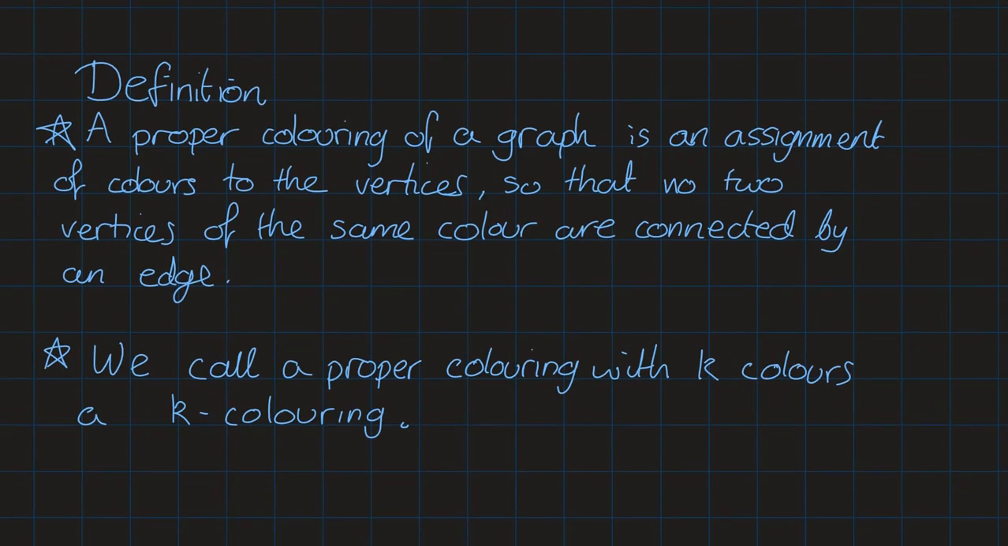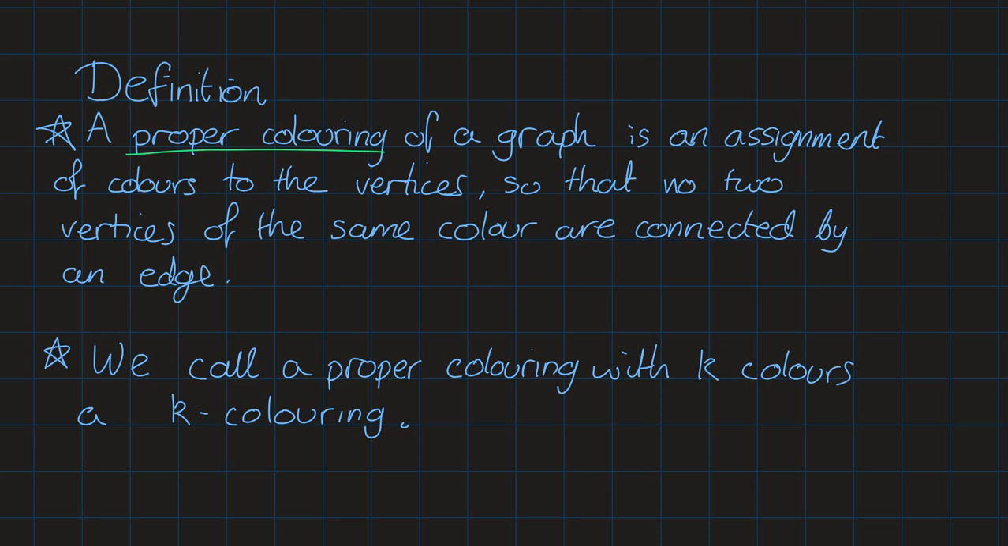I say that a proper colouring of a graph is an assignment of colours to the vertices so that no two vertices of the same colour are connected by an edge. So when I talk about colouring graphs, I'm talking about colouring in the vertices. But I don't want to colour them in any random fashion. I want to colour them so that no two vertices which are connected by an edge have the same colour. Or equivalently, you could say no two vertices with the same colour are connected by an edge.